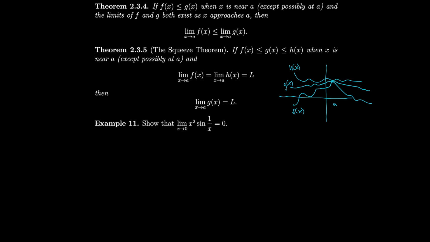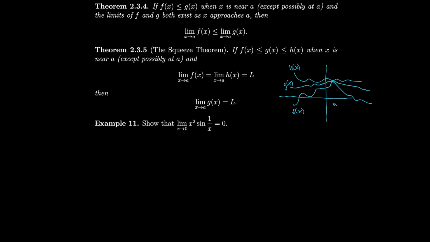Okay, let's show that the limit of x squared sine 1 over x is 0. We can't use our product rule here, because notice the limit of x squared might exist, we could just plug in 0, but the limit of sine of 1 over x does not exist, as we've already seen. So we have to be a little bit more creative. We need to somehow squeeze this function, x squared sine 1 over x. Well, I don't know how to do that, but I definitely know how to squeeze a trig function.